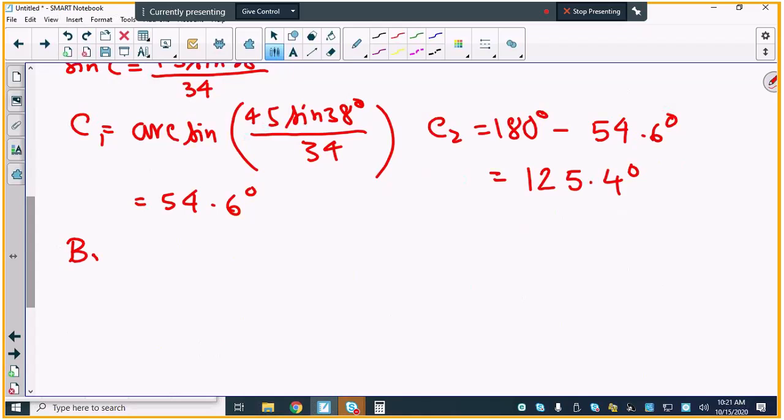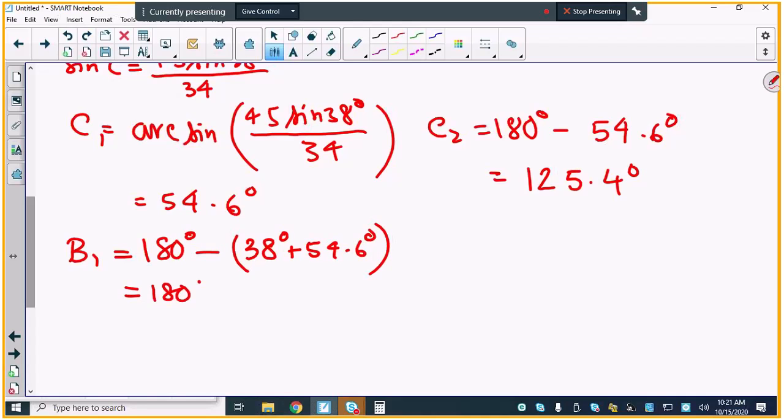So in either situation, let's find the angle B. Because I'm finding it for C1, I'm calling it B1. And this is now simple because you're doing 180 degrees minus 38 degrees, which was the given angle, and the 54.6 degrees you found. So I get 180 degrees minus 92.6 degrees, which is 87.4 degrees.